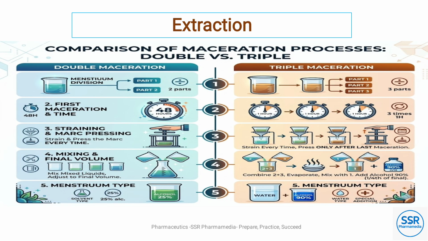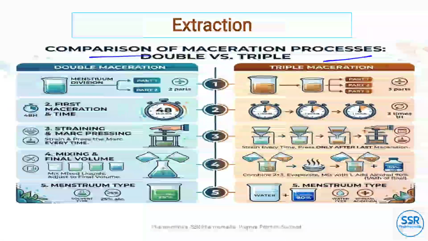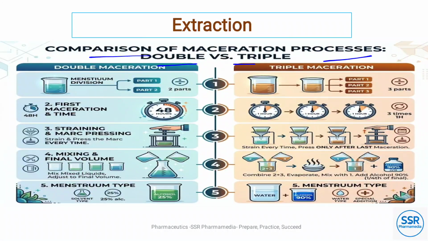So this is the comparison of the maceration process, double and triple. Under double maceration, the maceration is divided into two parts, part 1 and part 2. So there are two parts in double maceration. In triple maceration, the maceration is separated into three parts, so it is called triple maceration.